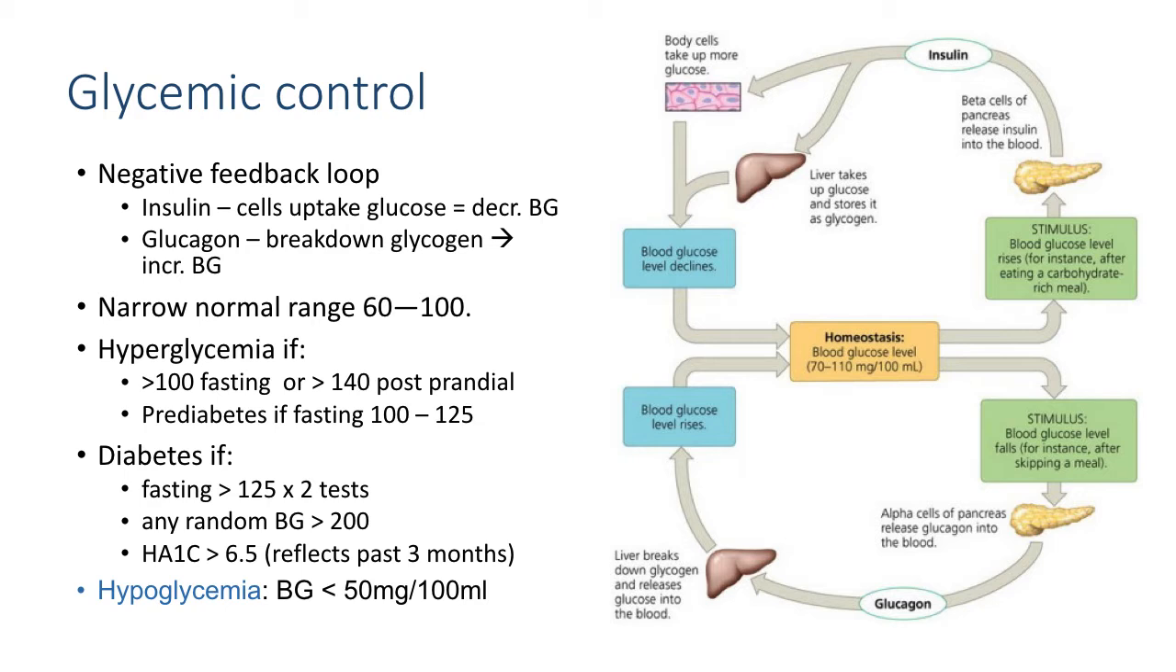Hypoglycemia on the other end of the spectrum is generally going to be blood sugar less than 50. And again, this is just a picture on the right-hand side of the negative feedback loop from the pancreas as to how it kind of works back and forth in order to regulate our blood sugar.